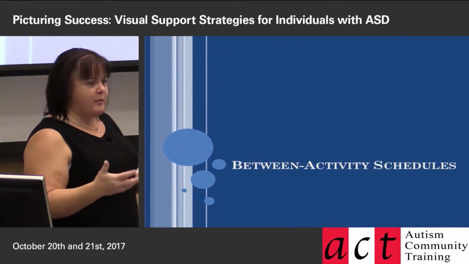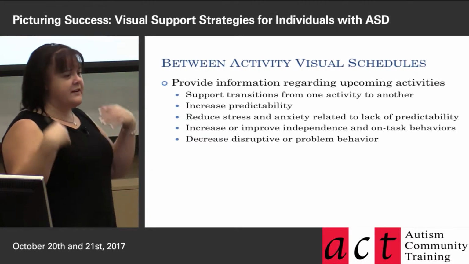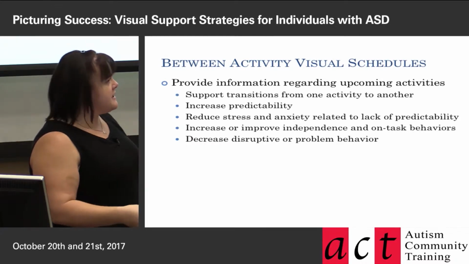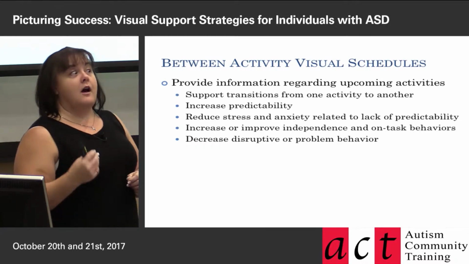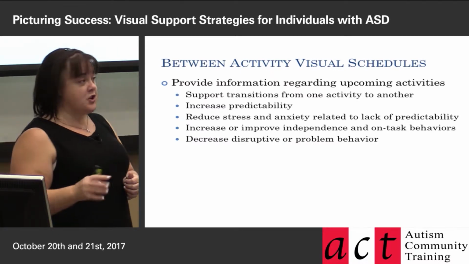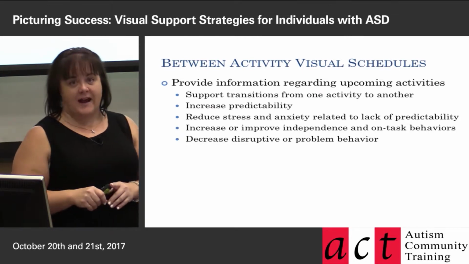So these are the ones that you're probably more familiar with. These are the ones that tell what activities are coming up. They help with transitions. They make things more predictable. For a lot of individuals on the autism spectrum who tend to get a bit stressed out when things are not predictable, visual schedules can help to reduce some of that stress, right?